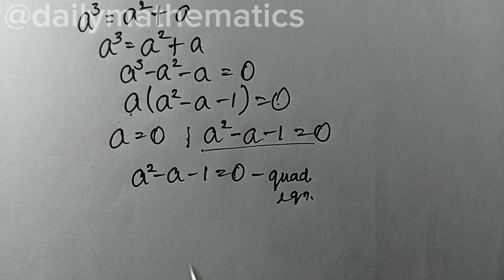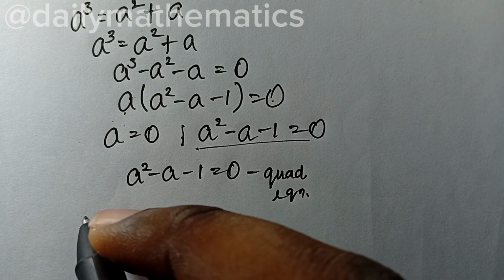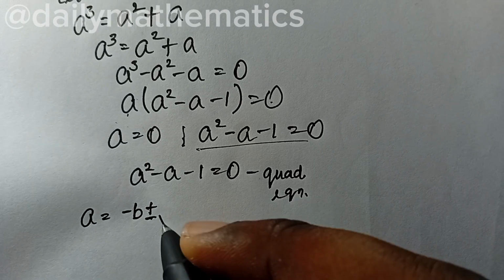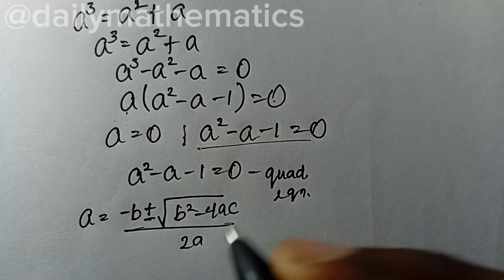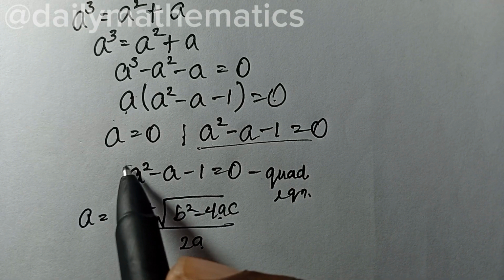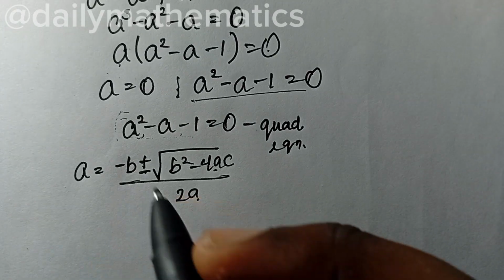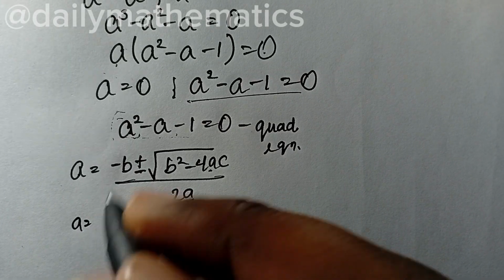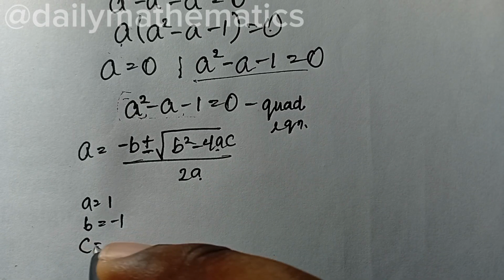So from here we have a squared minus a minus 1. We use our quadratic formula, which says a equals minus b plus or minus square root of b squared minus 4ac over 2a. Now, the a found here is not actually this a we are trying to get the value of. So from here we have a to be 1, b to be minus 1, and c also to be minus 1.